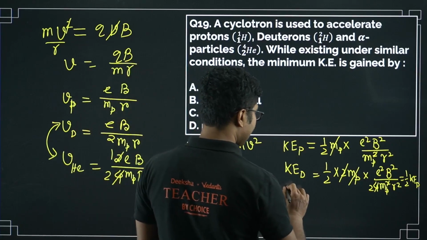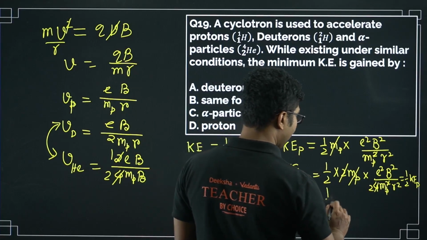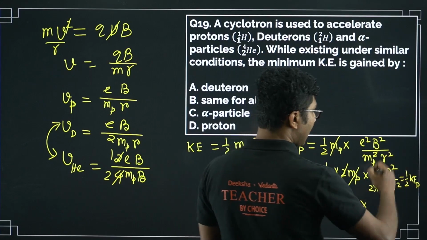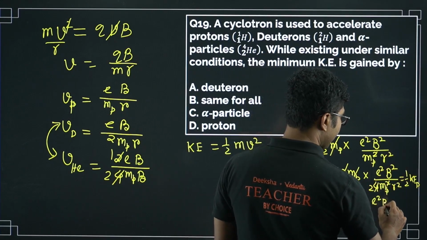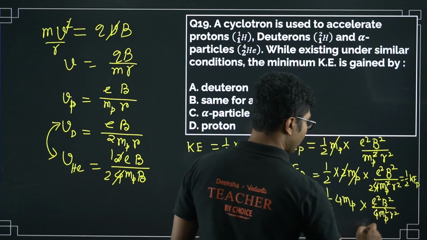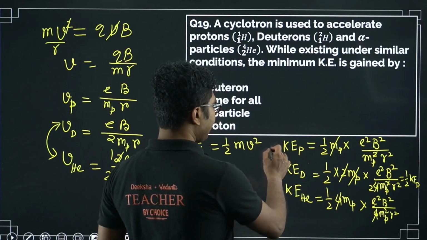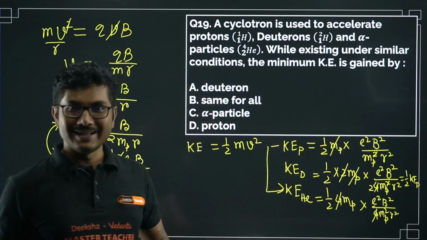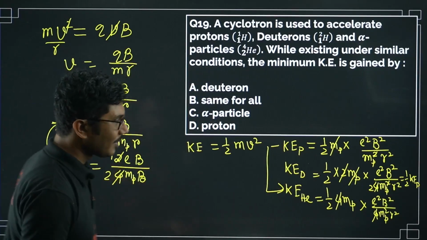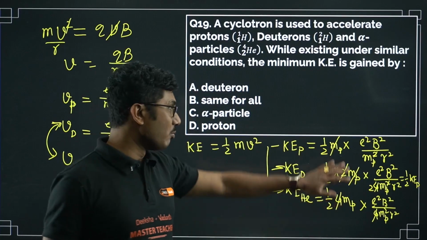Now let's find the kinetic energy for the helium. So helium will be half m, 4 mp. Helium has 4 mass. This part will remain same for helium, E square B square by 4 mp square r square. So 4 cancels. So again kinetic energy of helium and hydrogen are same. Kinetic energy of hydrogen and helium are same, but as you can see, the kinetic energy of deuterium is less. It is half of both of them.